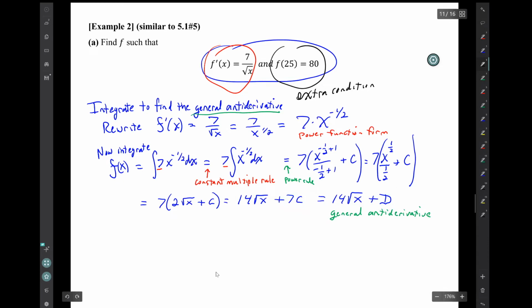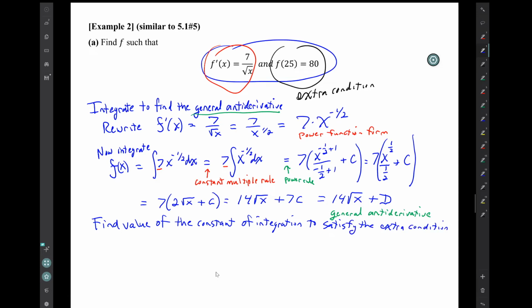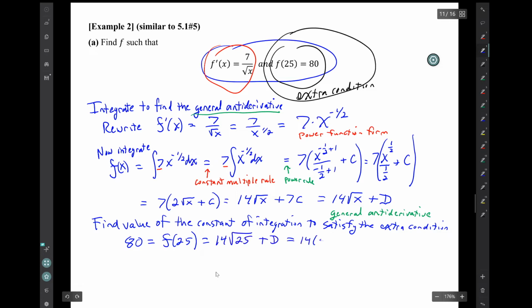The second thing we do is we find the value of the constant of integration to satisfy the extra condition. Now remember what the extra condition is. The extra condition is here. I'm going to turn that around. I'm going to say 80 equals f(25). So 80 has to equal 70 plus D. So therefore, D is 10.